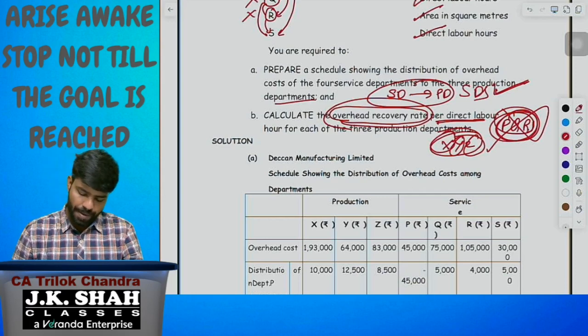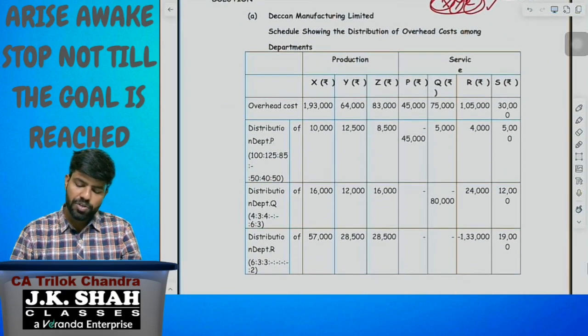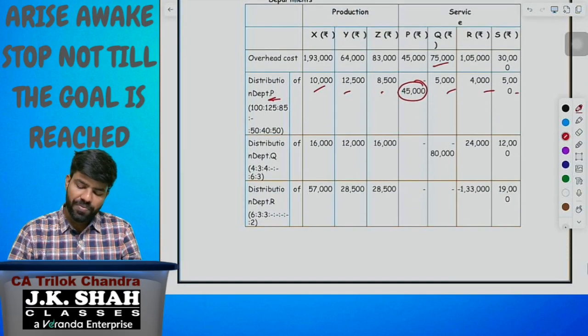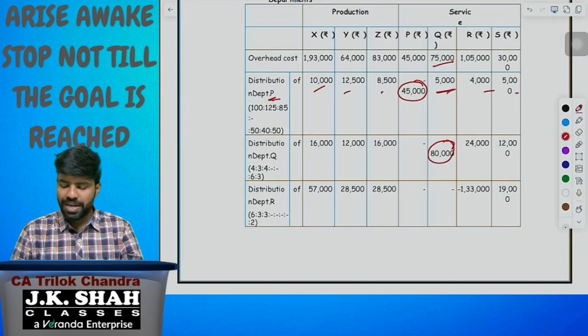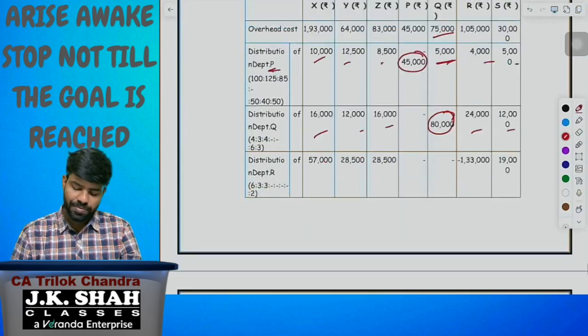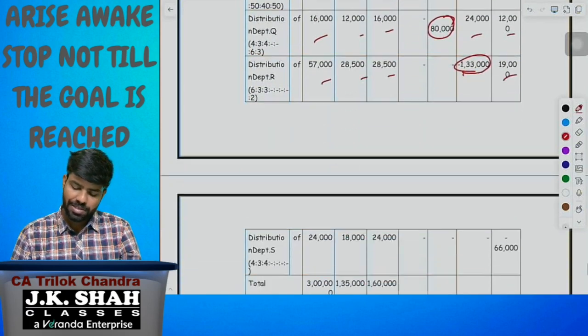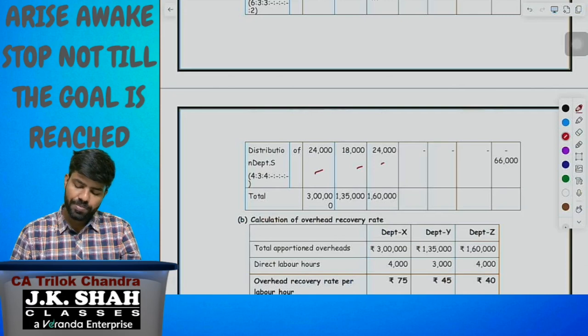Understanding? Okay, now see here. Schedule showing distribution of overhead cost among departments. First, distribution of department P. P department has 45,000 that has been distributed among X, Y, Z, Q, R, S. Next, distribution of Q. 75,000 existing plus 5,000 rupees apportionment from P. Total comes to 80,000. This 80,000 is apportioned between X, Y, Z and then R, S. Next, R. Total is 1,33,000, apportioned to X, Y, Z and then S.